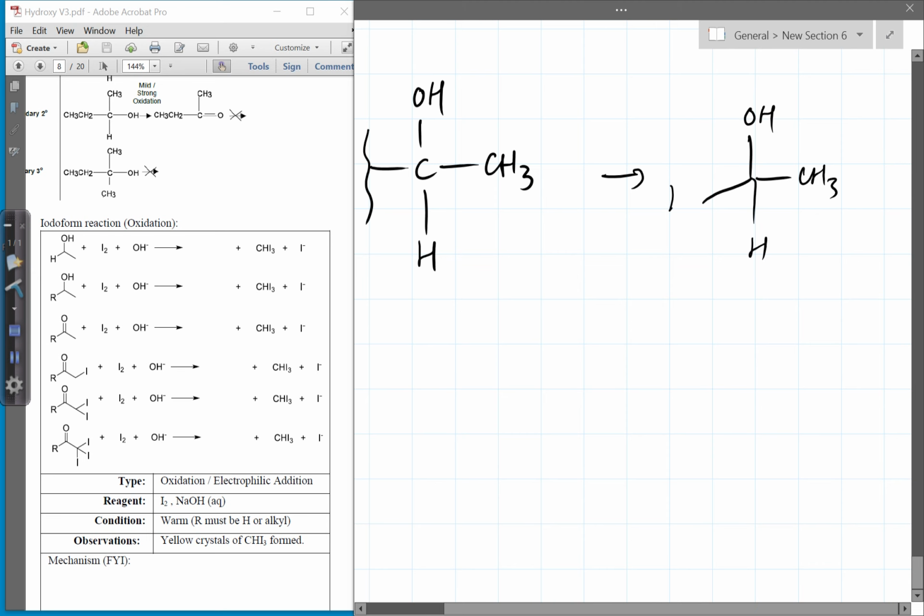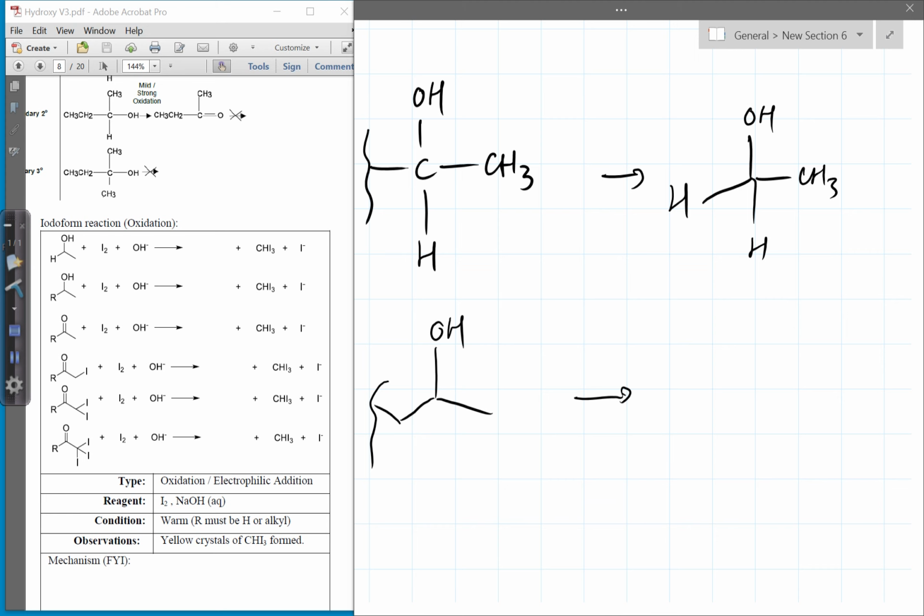This is ethanol, correct? If this is hydrogen, it will give you a positive test. And if this is other groups, it's just a secondary alcohol, or you can call it a terminal secondary alcohol, right? It can also give you a positive test. Basically, this is what the first two are trying to say. And you can have your carbonyl compounds.